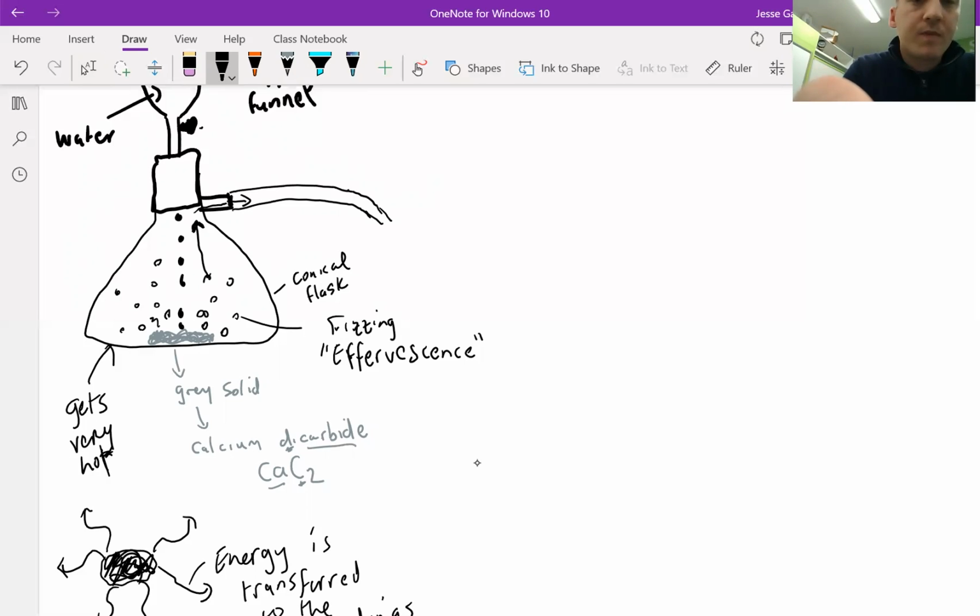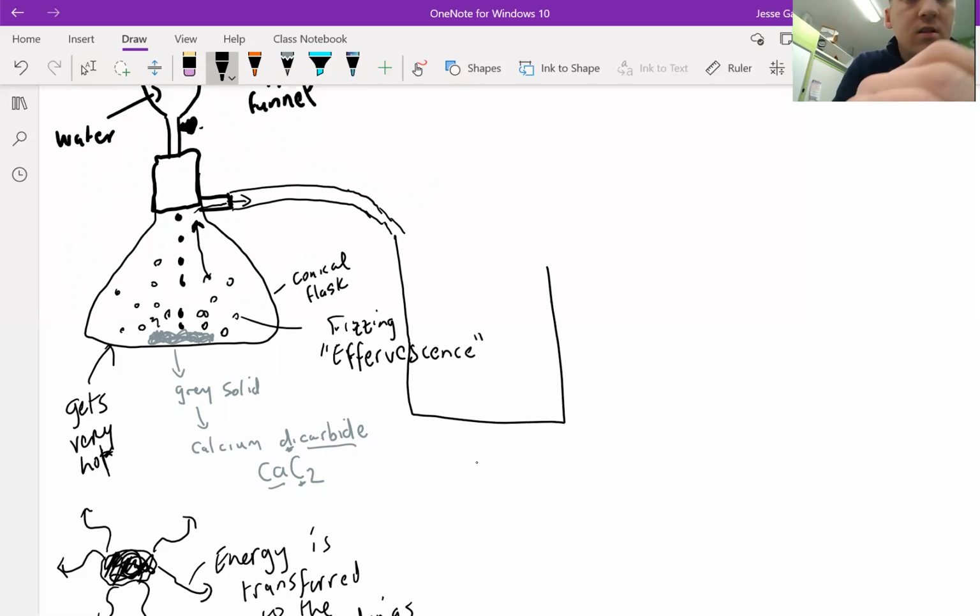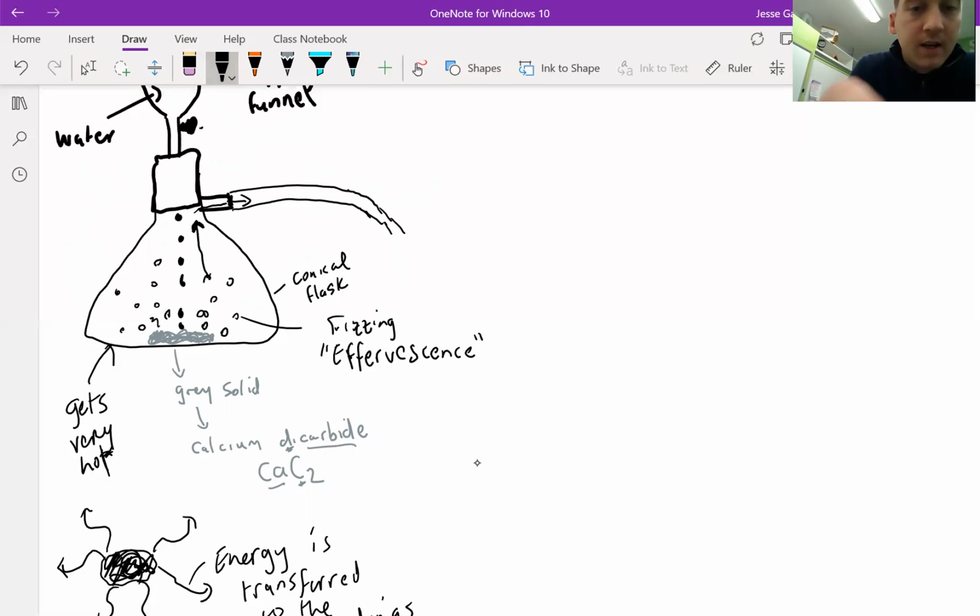So we can take the gases that we produce and bubble our gas through something. We'll connect it to the top of this tube. This isn't going to be a very good diagram because this is in my way. I'm just going to remove this, please. Sorry.